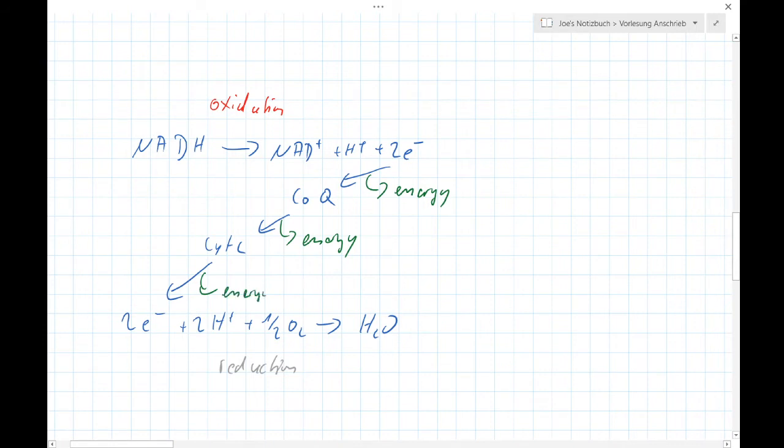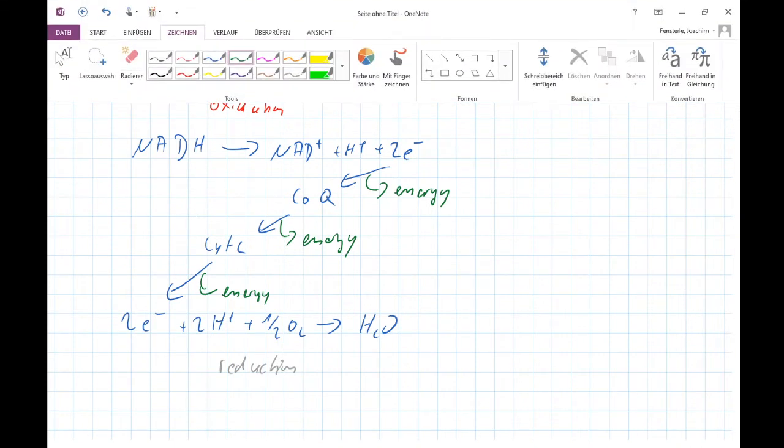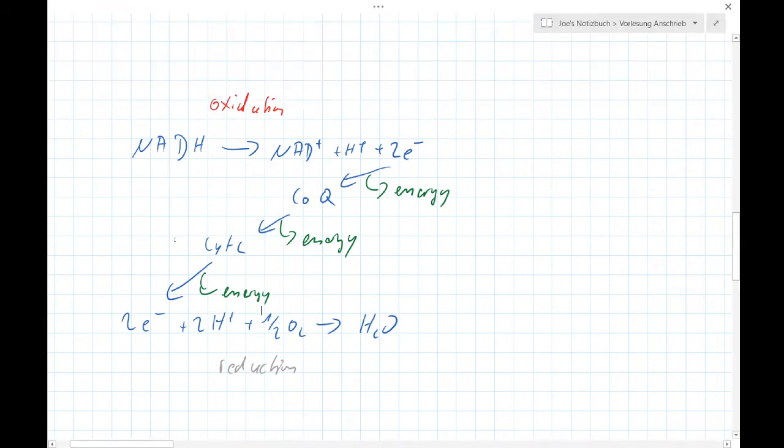I just conserve it. And this, of course, doesn't happen freely because electrons cannot freely float around. So this happens in a membrane-coupled process. Yeah, and this is respiration. So at the end, this chart here is what's happening in respiration.